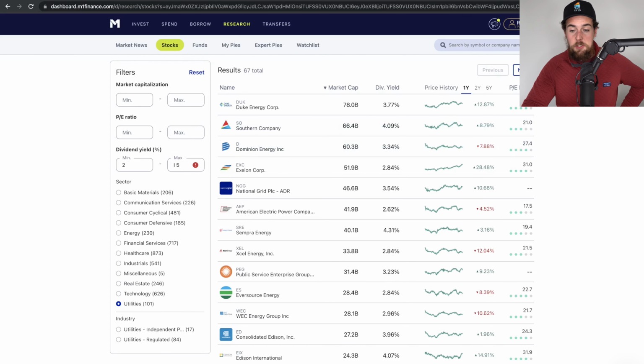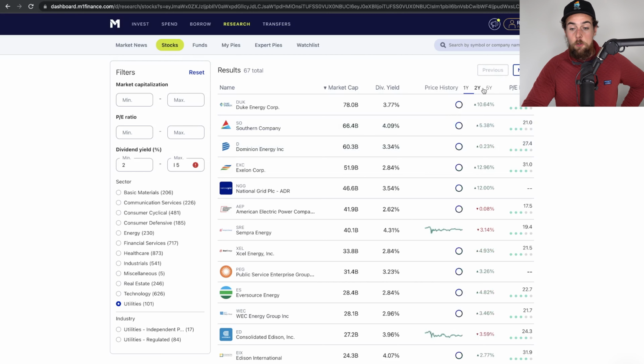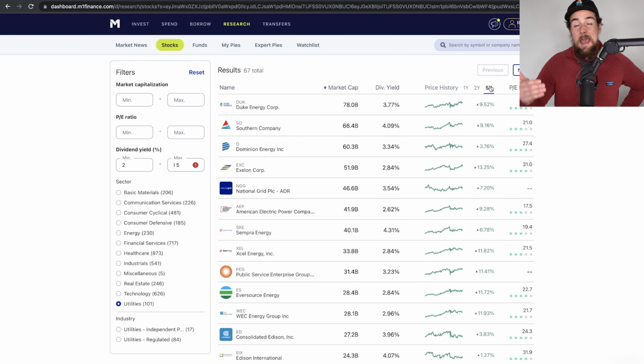You can see the PE ratio on the side, and you can toggle between 1 year, 2 year, and 5 year performance just to see how each of these stocks have performed. So I really like this tool here for basically stock screening. If you don't know what stock you want to invest in, but you're looking for different criteria, it's super helpful to get new ideas about potential investments.